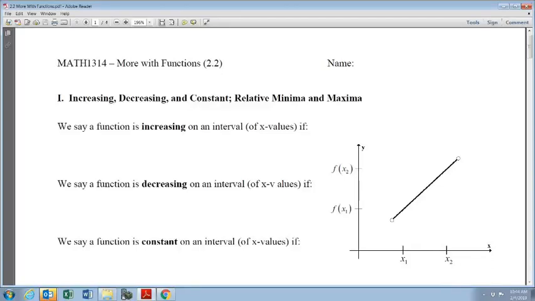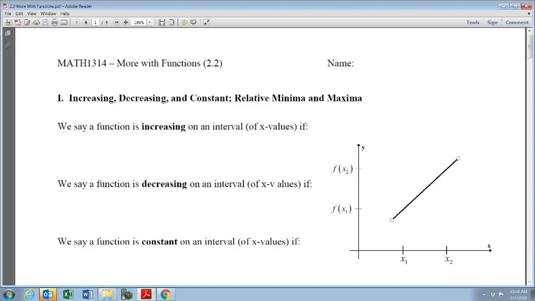In a previous video, I introduced the concepts of function. In this one, we're just going to continue on and talk about some other things about functions. So first of all, here we're talking about increasing, decreasing, and constant, and what that means when you're working with a function, as well as relative minima or maxima. Those are plural words. We usually have a maximum or a minimum.